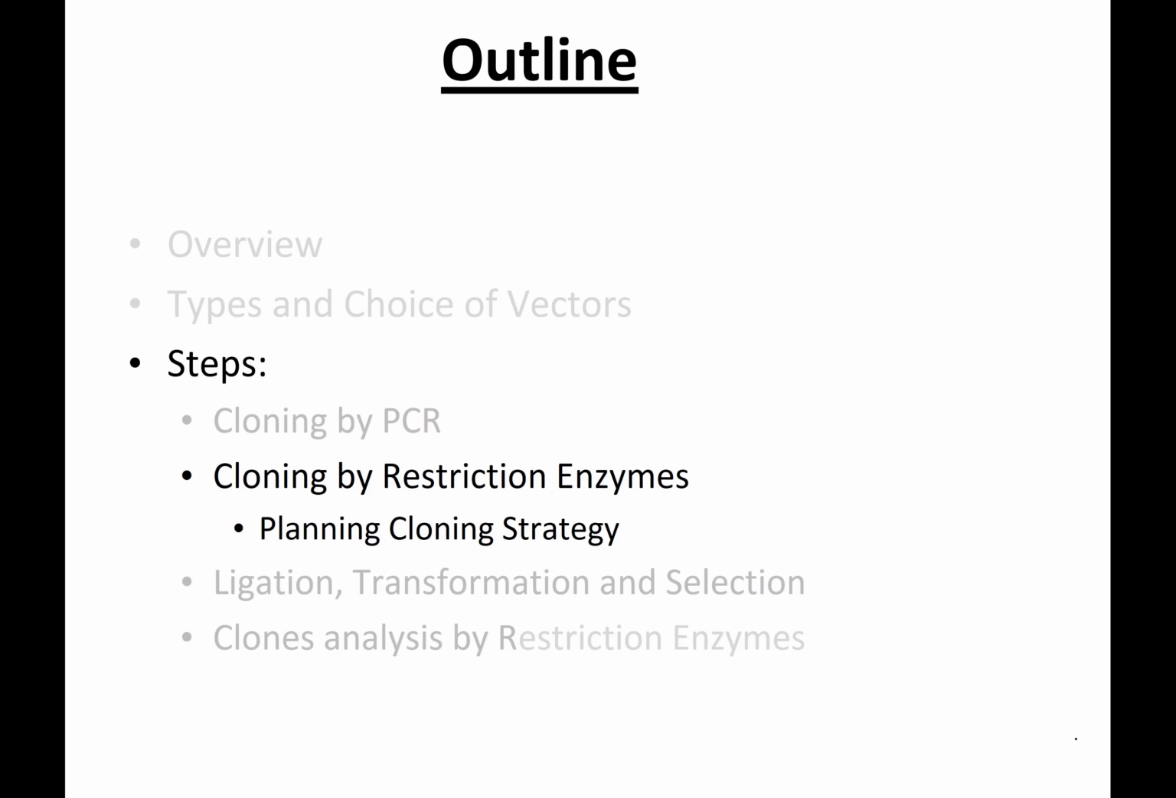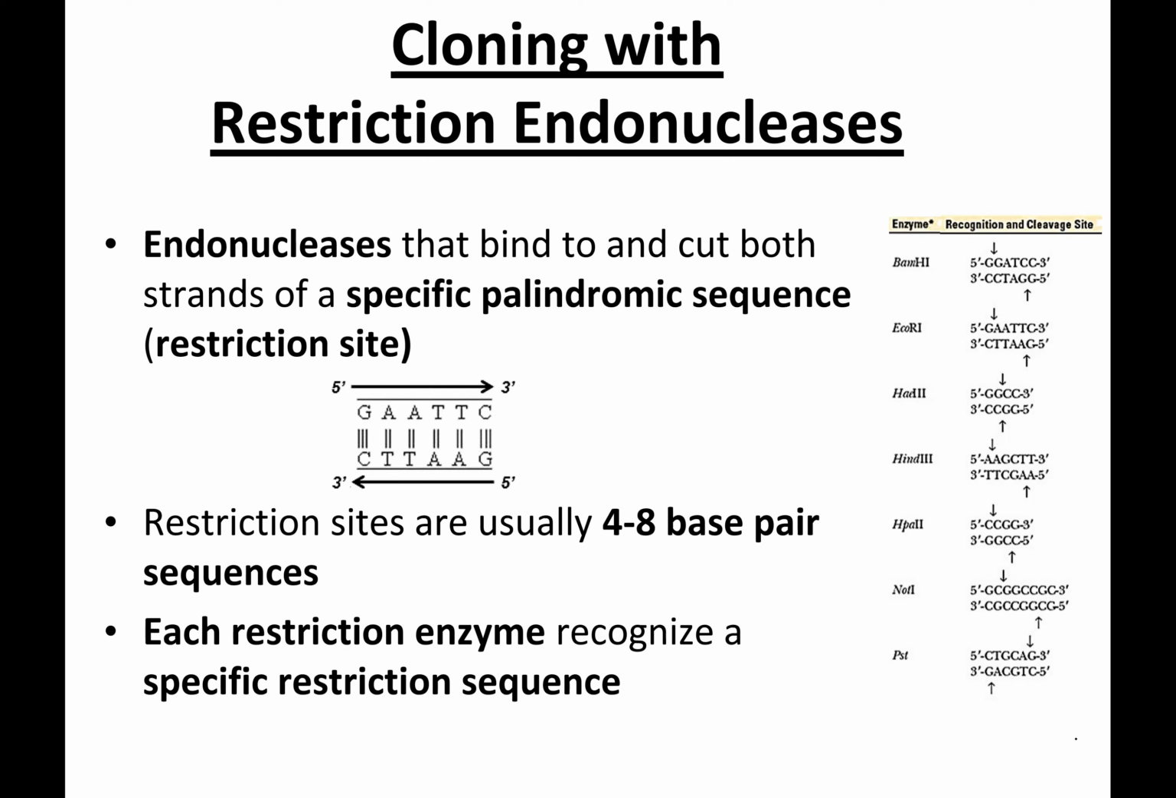Again, we're still focusing on how you get that insert that you then want to clone into a plasmid. So let's look at how you can do it with restriction enzymes. Just a few words reminding you what restriction enzymes are and how they work. If you remember, they are endonucleases, so enzymes that cut DNA within the sequence of DNA, not from the ends, and recognize palindromic sequences, right? Sequences that can be read identically in the 5 prime to 3 prime direction on complementary strands, like the one you see there. Now, restriction enzymes will recognize different restriction sites, different palindromic sequences.